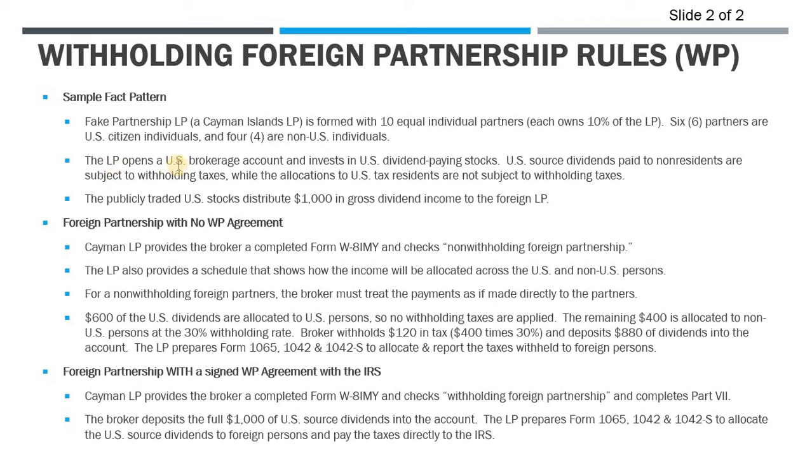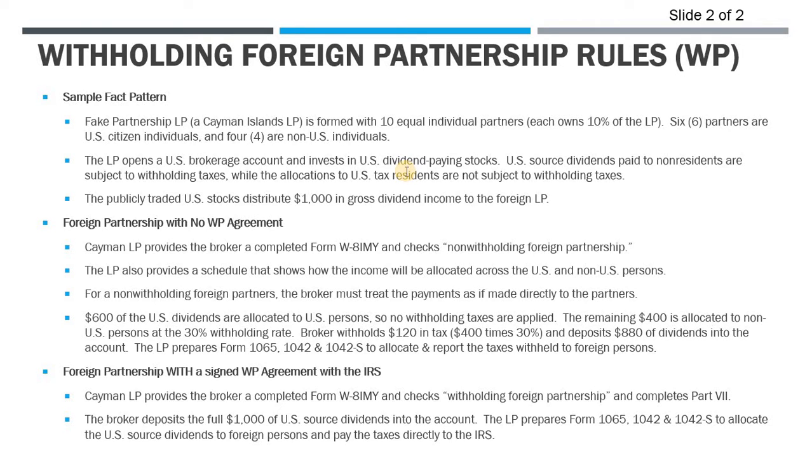So now the LP opens a U.S. brokerage account. It's buying U.S. stocks and bonds, and it expects to get paid $1,000 in U.S. source gross dividend income for the year. Now remember, when we have U.S. source dividends paid to non-residents, those would be subject to withholding taxes, but U.S. dividends paid to U.S. tax residents are not.